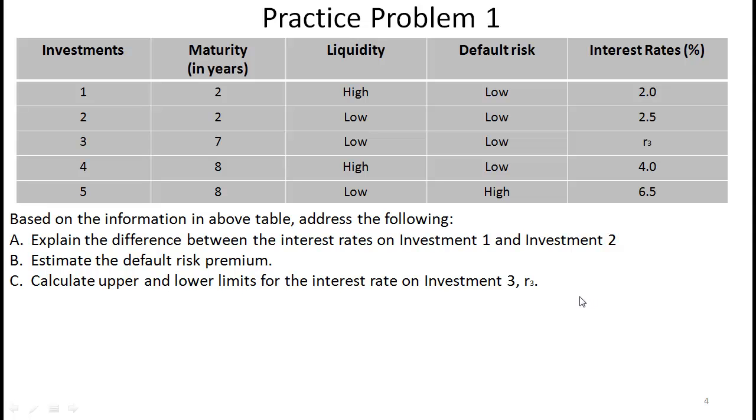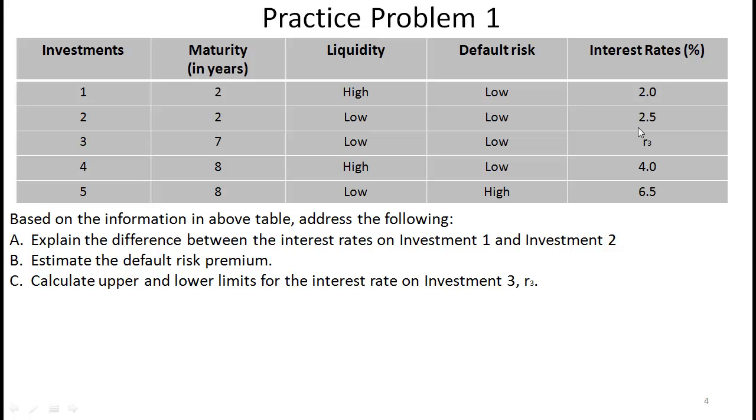Okay, so you are looking at 5 possible investments here, creatively labeled investment 1, 2, 3, 4 and 5. Investment 1 has a maturity of 2 years, the liquidity is high, default risk is low, and the interest rate is 2%. So the required rate of return on investment 1 is 2%. On investment 2, the maturity is 2 years, liquidity is low, default risk is low, but the required rate is 2.5%.